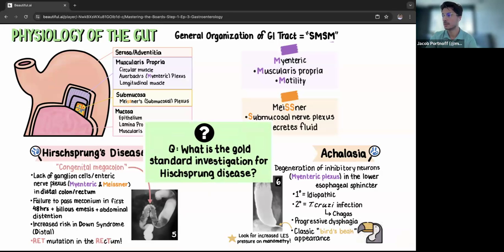Yeah. If you're saying rectal suction biopsy, you're absolutely correct. Really, really good, everyone. Because think about it, right? The submucosa is where the ganglion cells are. So we need a rectal suction biopsy to look at that layer. Exactly. Really, really good work, everyone.